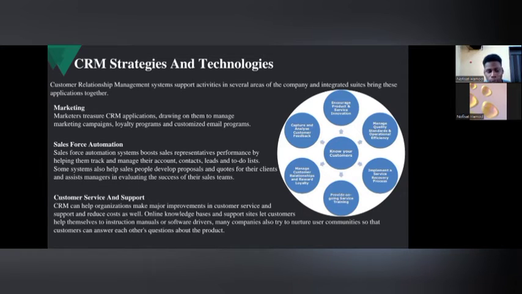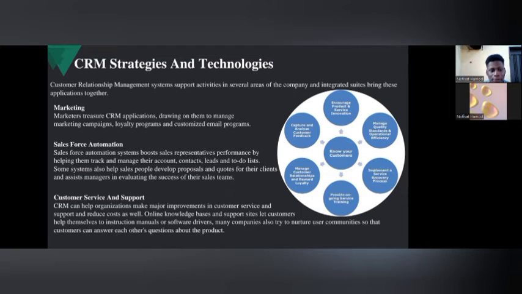Salesforce automation systems boost sales representative performance by helping them to track and manage their accounts, contacts, lists, and to-do lists. Some systems also help salespeople develop proposals and quotes for their clients, and assist managers in evaluating the success of sales teams. It makes the work of the sales team much easier.